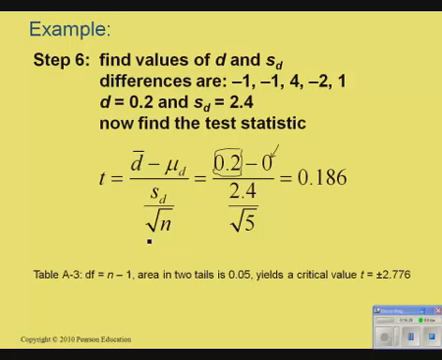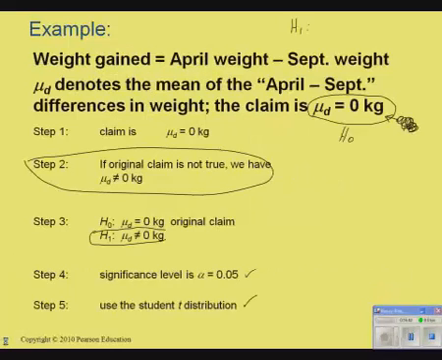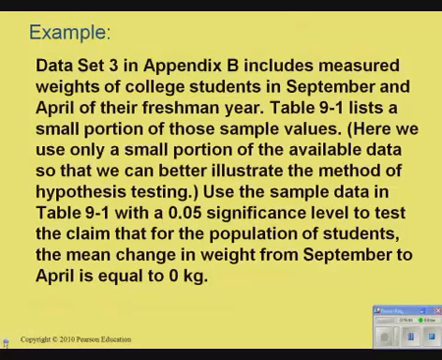T equals, and we have a big mess. I guess I know everything. Huh? Oh, how do we know SD? They told us. It says SD is 2.4. I wonder how I know that. Does it say in the original problem?